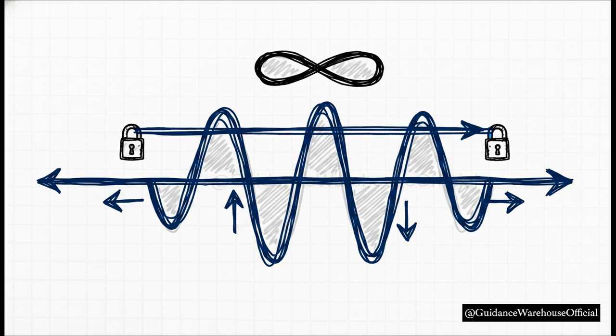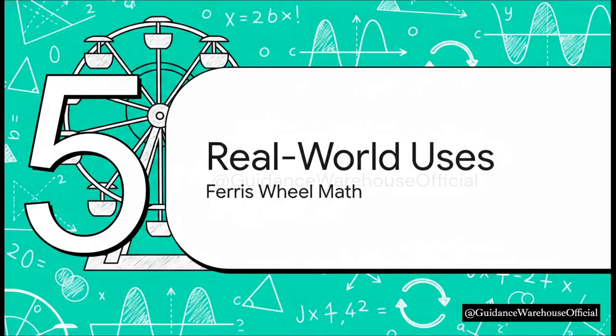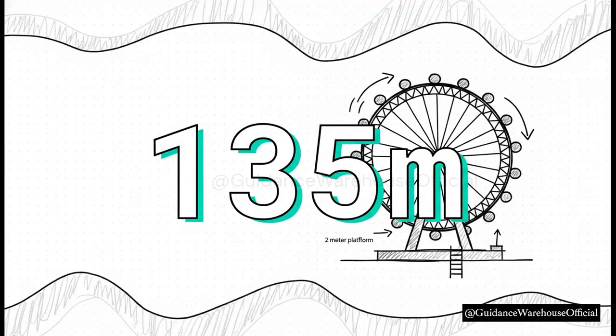Got it? Awesome. And finally, Section 5, Real-World Applications. Let's do some Ferris wheel math. Now, let's truly connect this to real life and return to that colossal Ferris wheel we talked about at the very beginning. We're going to use the London Eye for this.